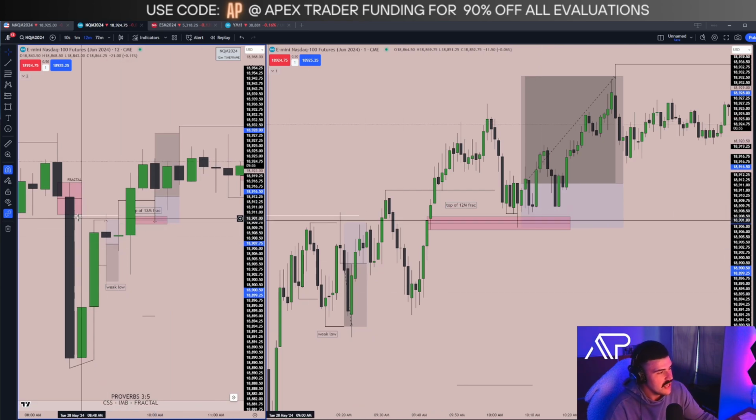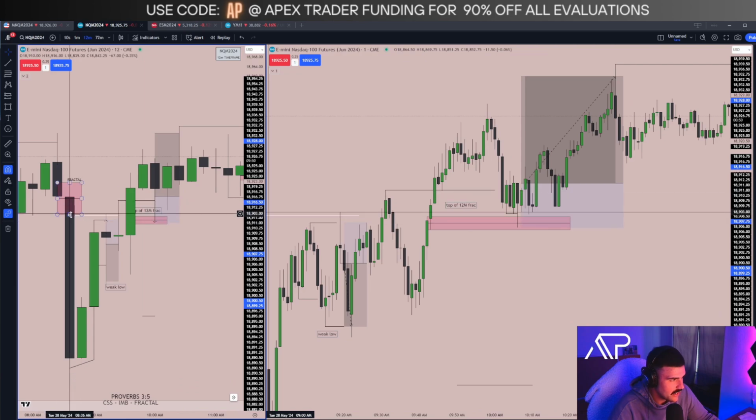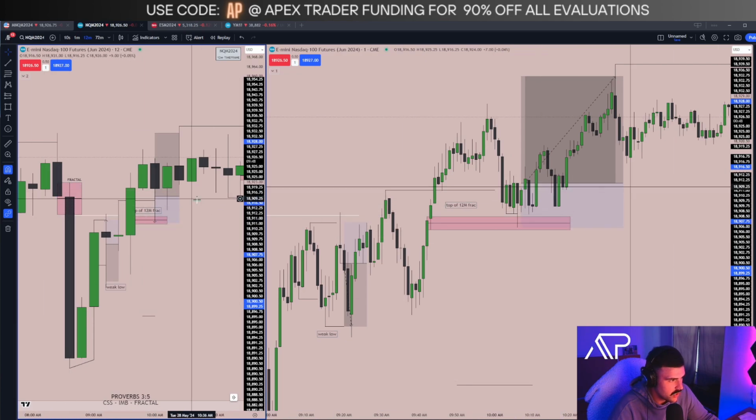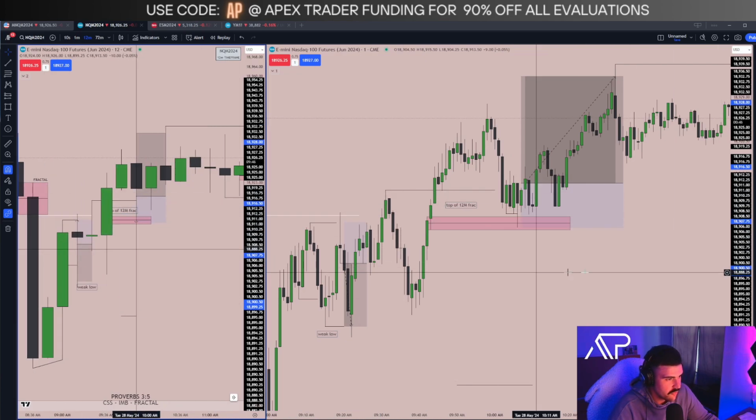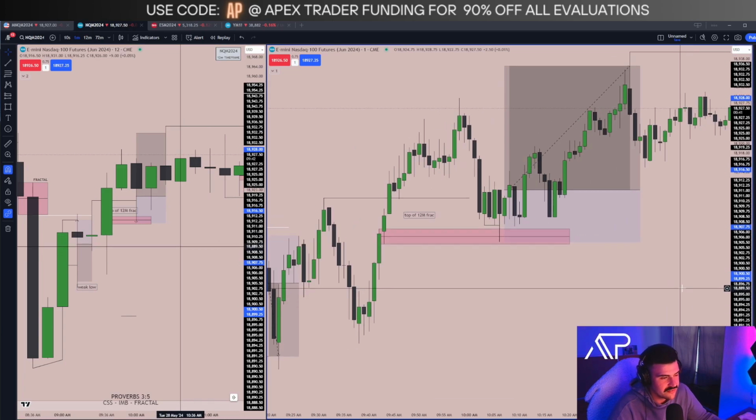Probably because they're too sucked up in the 1-minute chart rather than looking at what the 12-minute is telling them, right? Because if we zoom out again at the 12-minute, you can see this right here taps back into that imbalance that we inversed right here while also tapping into that fractal. So we got two layered confluences right there, right? So from there, what we're waiting for is an entry function.